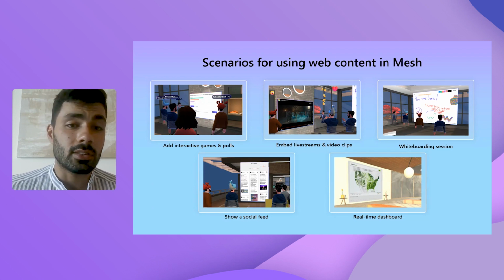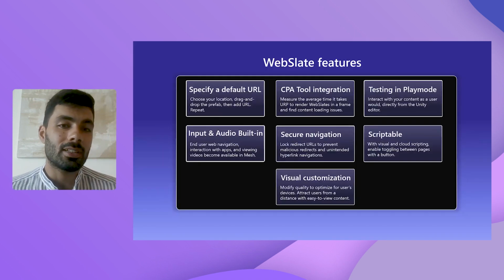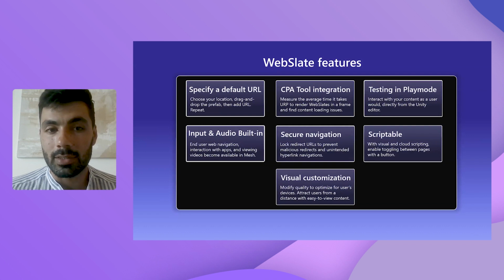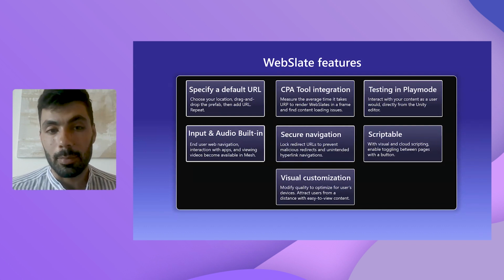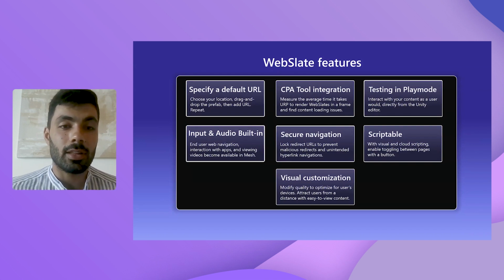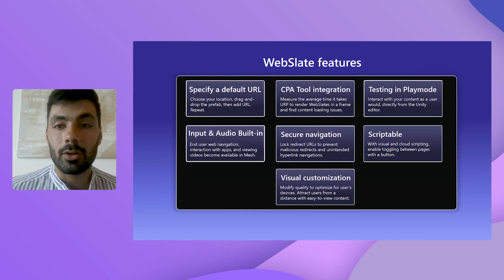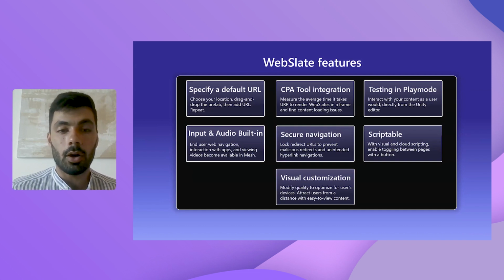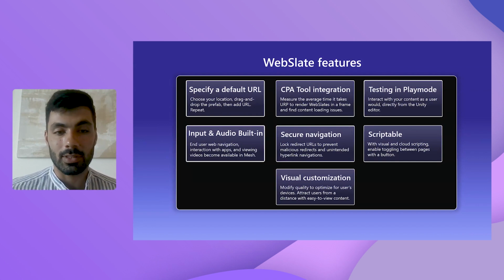This helps tailor experiences directly to your business need. Web slate features include the ability to easily add a URL to your preferred web content, and then experience it with input and audio built in via the Mesh app. Secure navigation prevents unintended hyperlinks for your users, scriptability lets you toggle pages and display multiple content types, all from a single place, and visual customization lets you modify the quality of the web slates. All of this helps you build more exciting and engaging 3D immersive experiences.